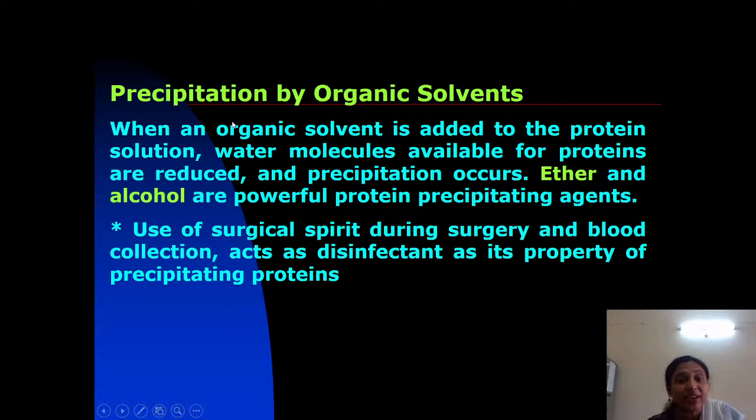And what is the significance of this precipitation by organic solvents? Surgical spirit is used after phlebotomy, that is, after venipuncture, after the blood sample collection. We rub the site of the vein puncture by applying the surgical spirit. Why? Because the surgical spirit contains alcohol, it acts as a disinfectant. How does it act as a disinfectant? Because of its property of precipitating proteins.